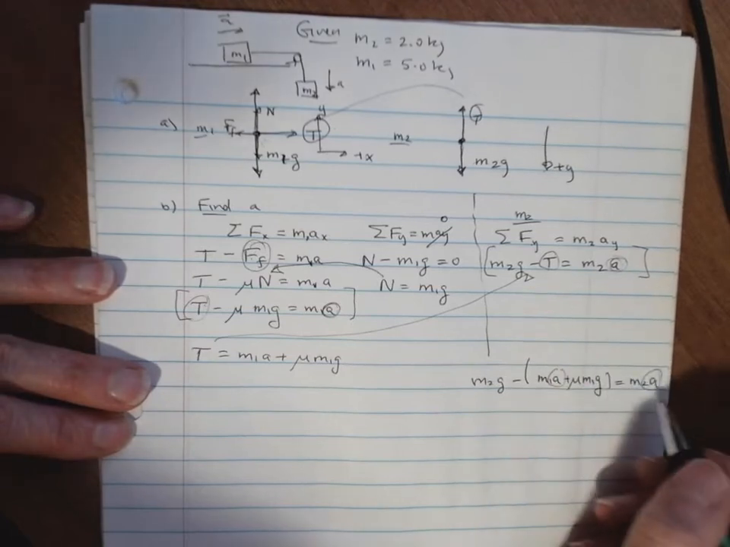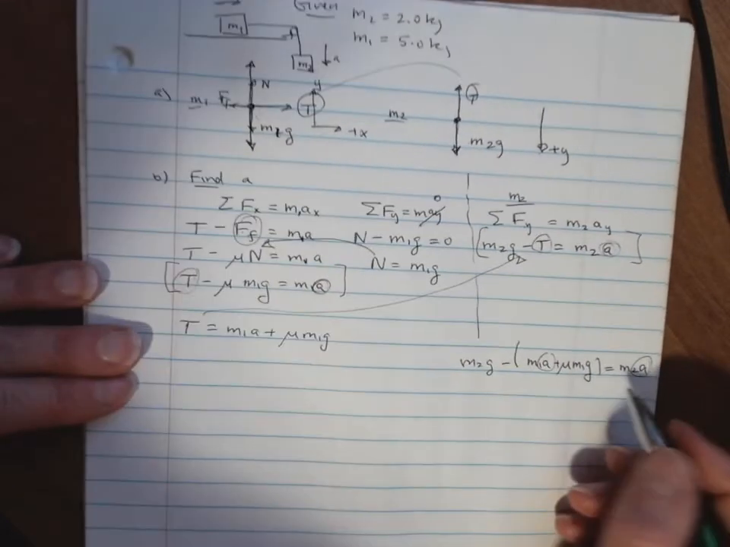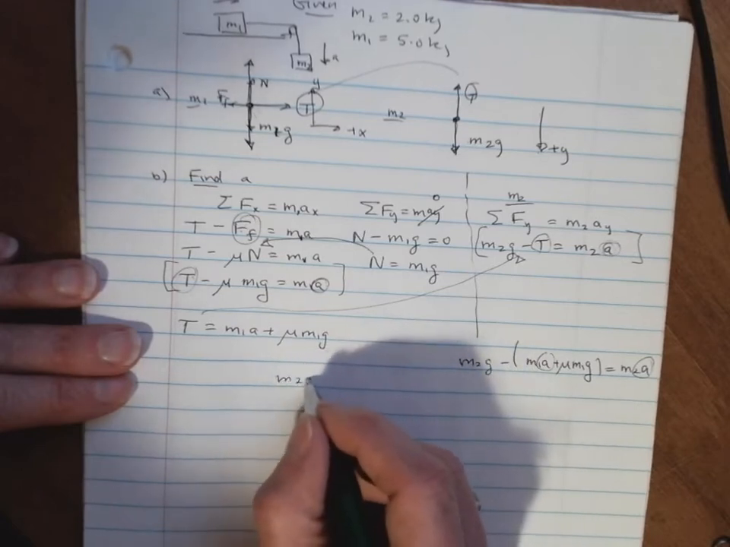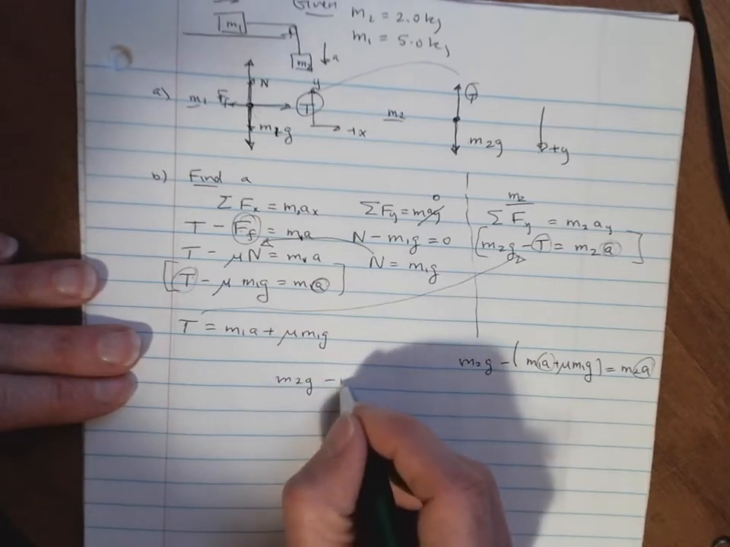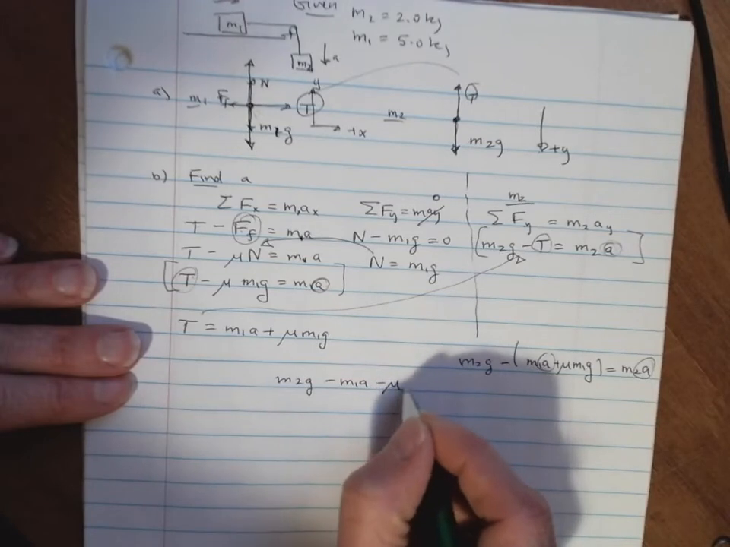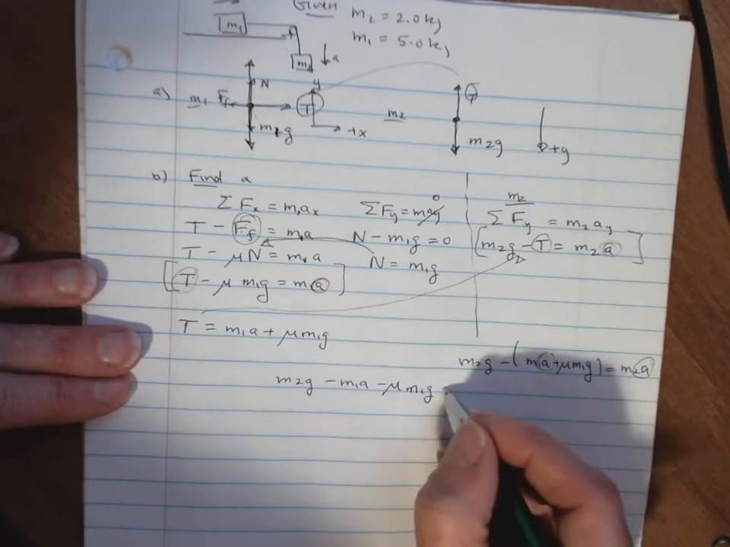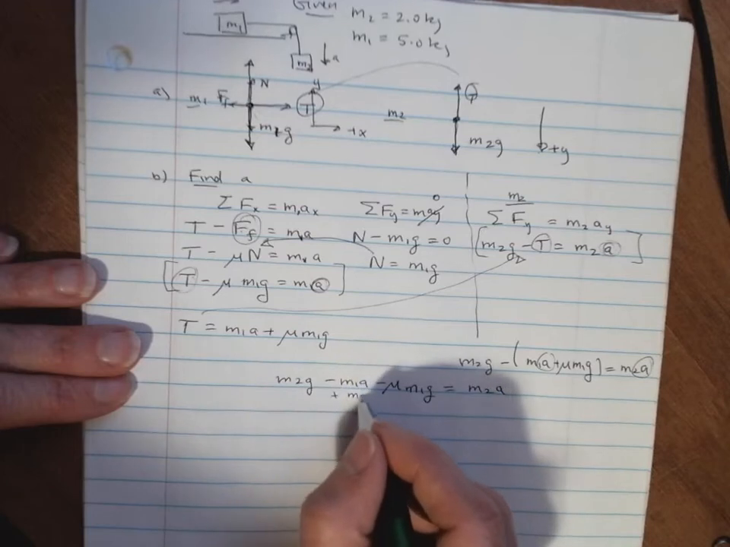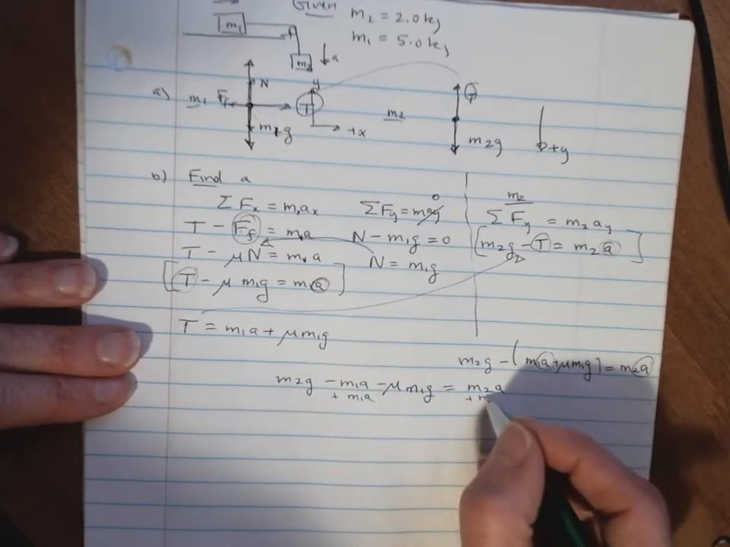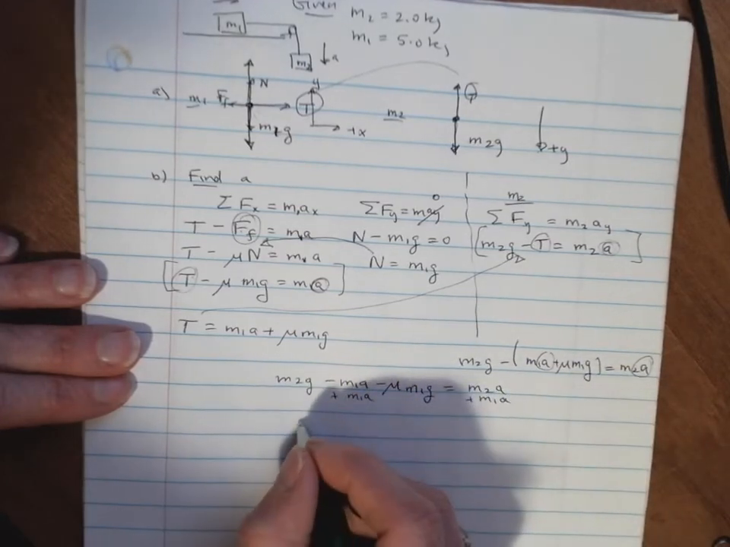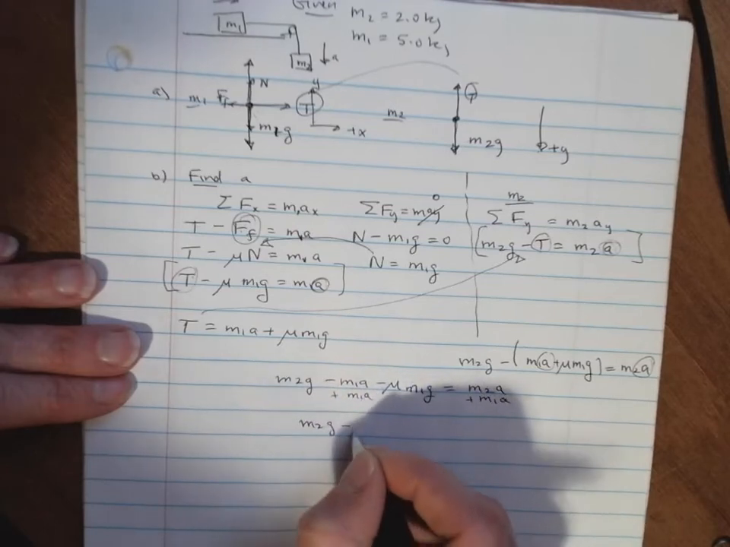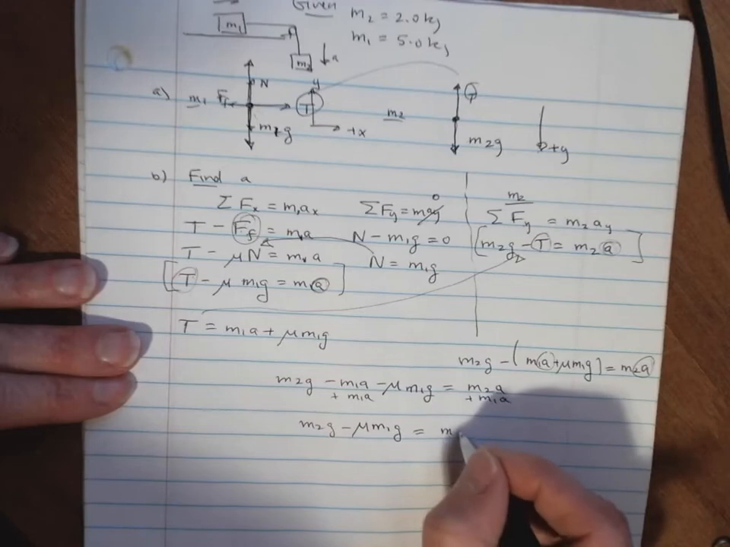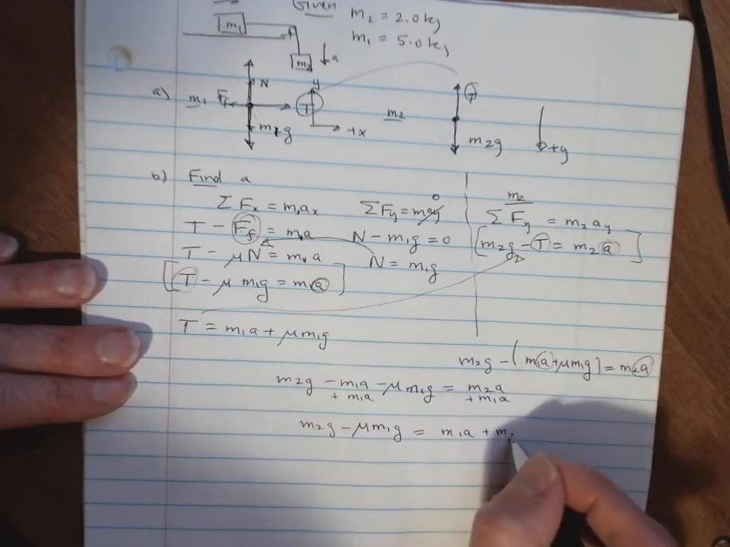A is my unknown, so I've got to move that over to the same side. So I'm just going to bring this to the center here. So we get m2g minus m1a minus mu m1g equals m2a. I'll add my m1a to both sides. Okay, so I get m2g minus mu m1g equals m1a plus m2a.